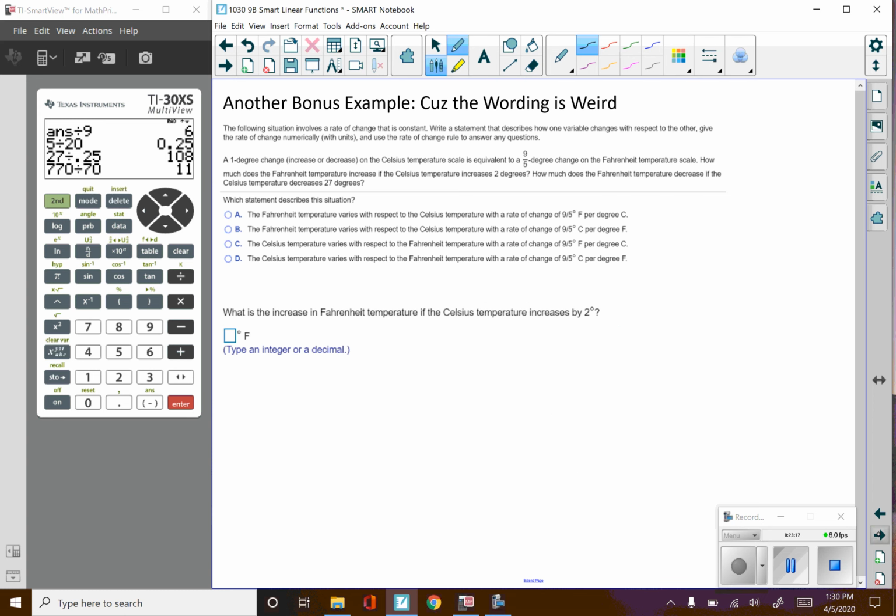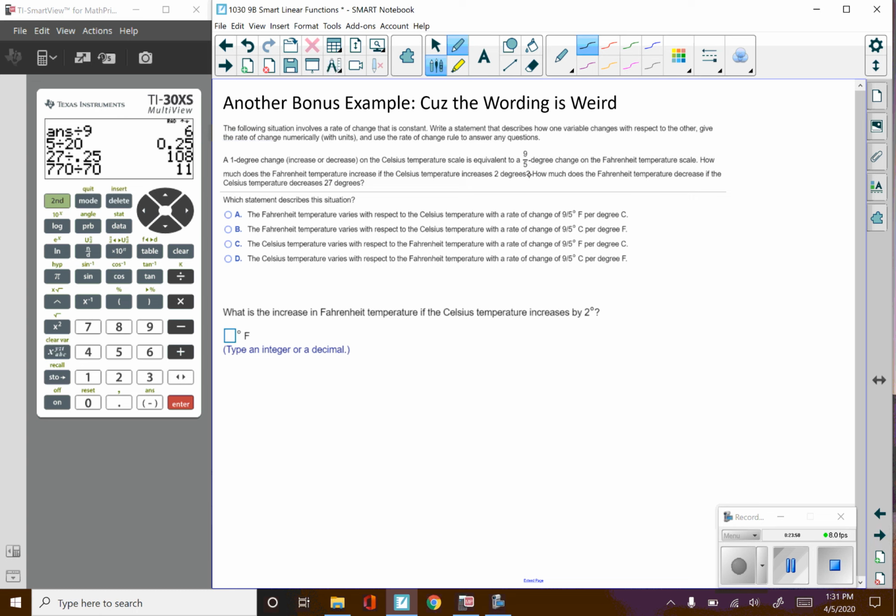Second bonus example, the wording on this is weird. It says a 1 degree change on the Celsius temperature scale is equivalent to a 9/5 degree change on the Fahrenheit temperature scale. And we want to know, how much does the Fahrenheit temperature increase if the Celsius temperature increases by 2 degrees? So first we have a little multiple choice, which statement is correct here.